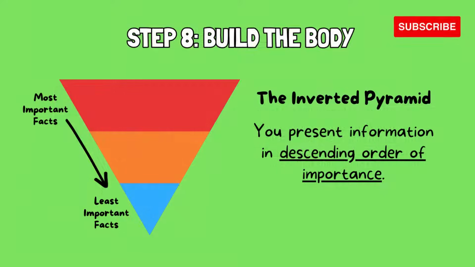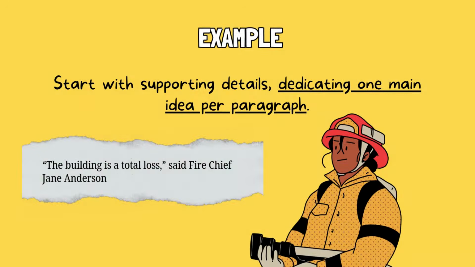Step 8. Build the body. The body of your article follows the inverted pyramid structure. This means you present information in descending order of importance. Most important facts first, least important facts last. Start with supporting details, dedicating one main idea per paragraph.